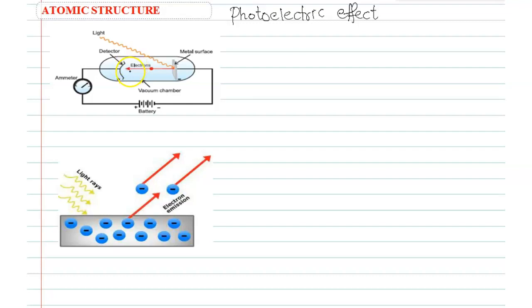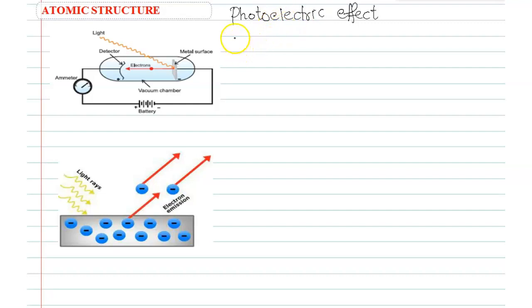Normally either electrons are coming or not. That can be detected by using a detector. And how many electrons are coming can be found out by an ammeter, and these electrons are stored in a battery. Whenever light falls on a metal surface, electrons are ejected, and there is no time gap. Light will fall on the metal surface and electrons will come out. So this is nothing but the photoelectric effect.